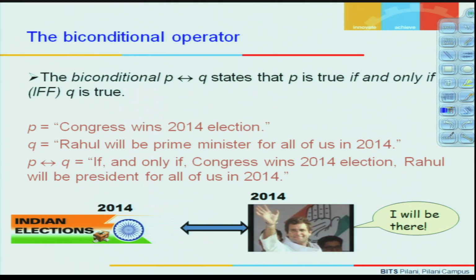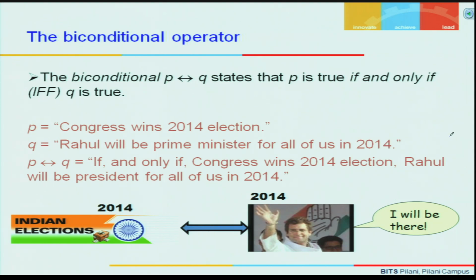P if and only if Q states that P is true if and only if Q is true. That is what it means. We will take two propositions. Congress wins 2014 elections. Rahul will be Prime Minister for all of us in 2014. These two are propositions. Depending on the situation, depending on the context, the values may vary. Then P if and only if Q means: if and only if Congress wins 2014 elections, Rahul will be Prime Minister for all of us in 2014. That is what it means.